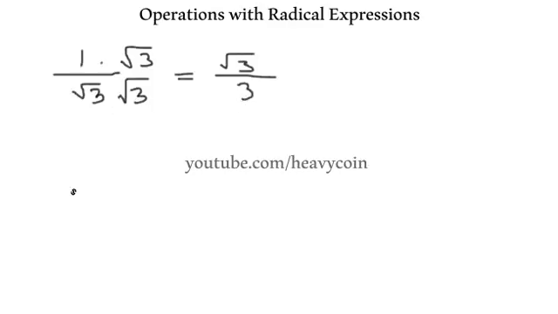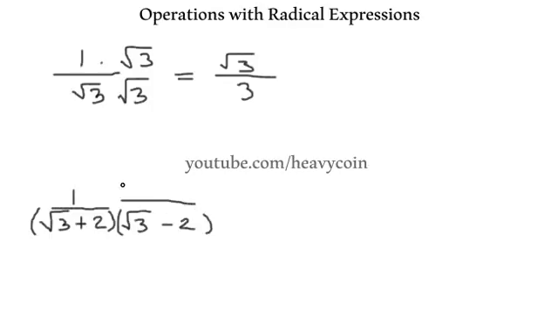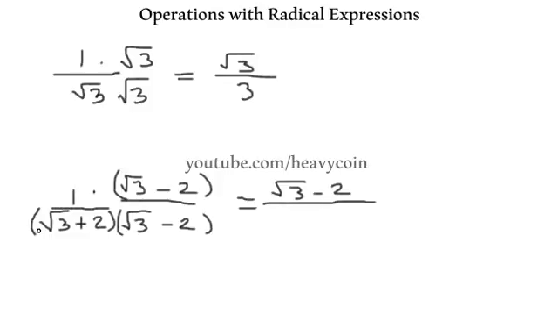But let's say that we had something like 1 over the square root of 3 plus 2. Okay, the trick we're going to use here is we're going to multiply the bottom by the square root of 3 minus 2. So you see this, we have the square root of 3 minus 2 over the square root of 3 minus 2, which is just 1. Okay. So now we've got 1 times the square root of 3 minus 2, so I'm just going to write that like there. And then we multiply the denominator.